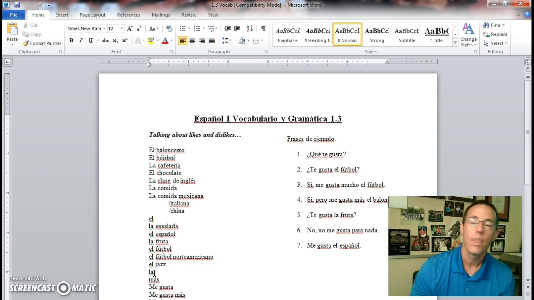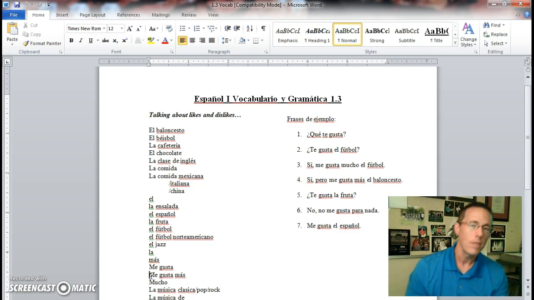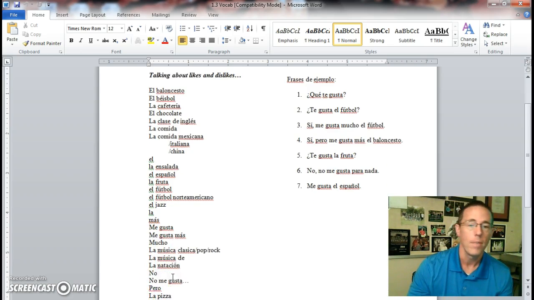La is the other word for the, which is feminine. It's the feminine form of the word the. Más means more. Me gusta means I like. Me gusta más means I like more. Sometimes it can be generally translated to I like it the most. So if I want to say, for example, me gusta la música clásica, pero me gusta más la música rock. So like, I like classical music, but I like rock music even more. So those are some of the general translations between those two. Mucho just means a lot or much of something.